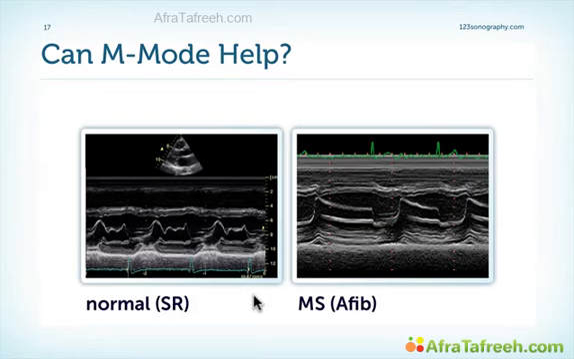Other typical features that we see in patients with mitral stenosis in the M-mode is we see a motion of the posterior leaflet which is drawn towards the septum, opposed to patients who have sinus rhythm, where this motion is contrary or mirrors that of the anterior mitral valve leaflet.